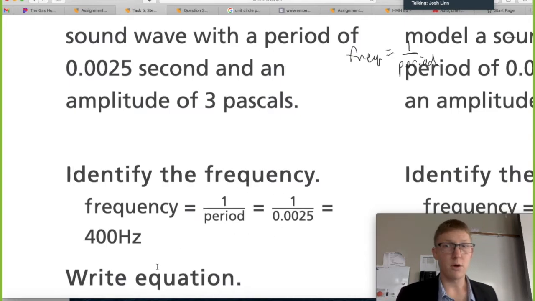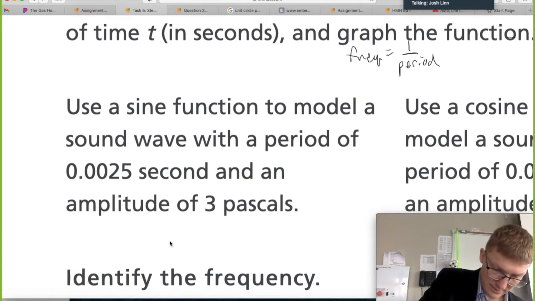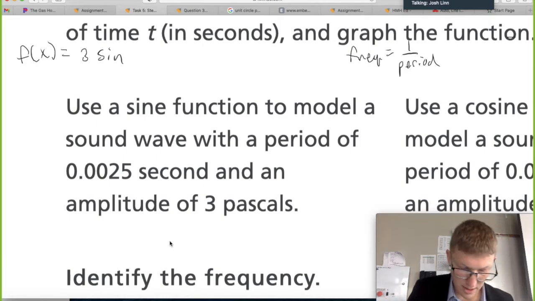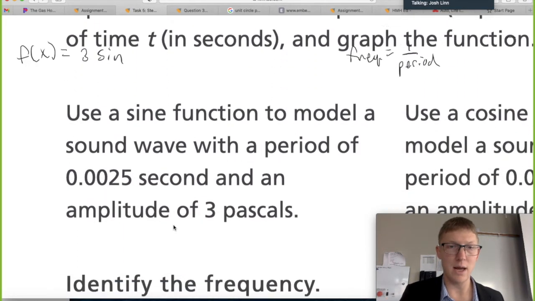So we're going to write the equation. Remember, we've got an amplitude of 3 pascals. We were told to use a sine function. So that's at least f of x equals our amplitude, 3 sine of some theta. So that's the only one that we got to kind of think about.